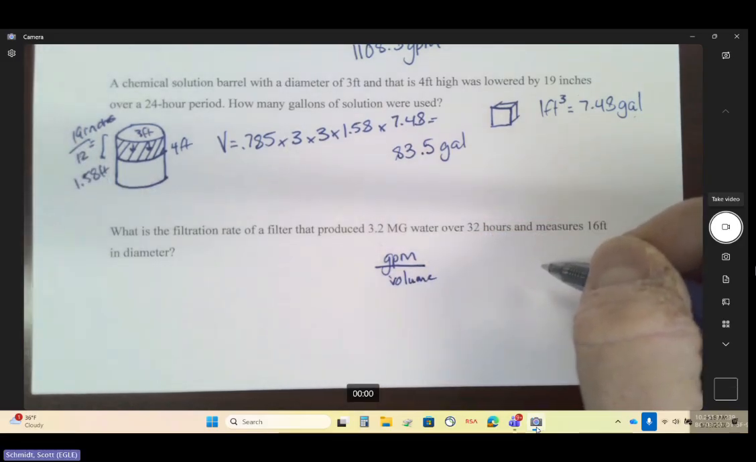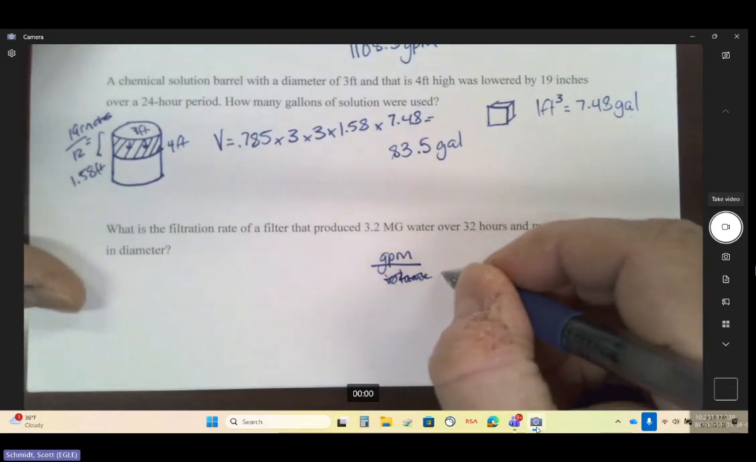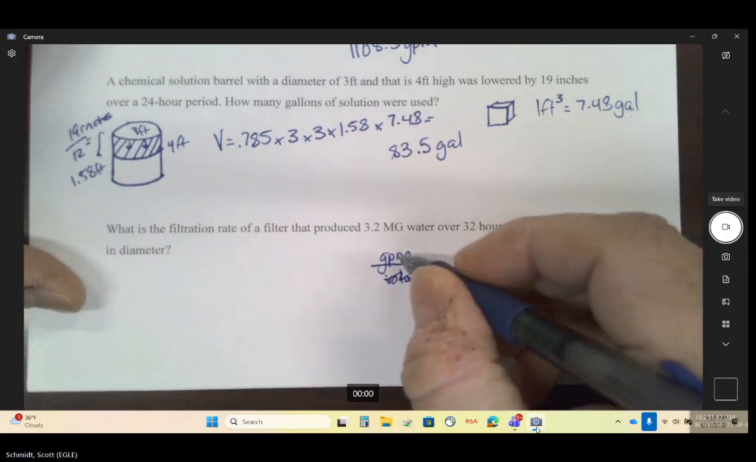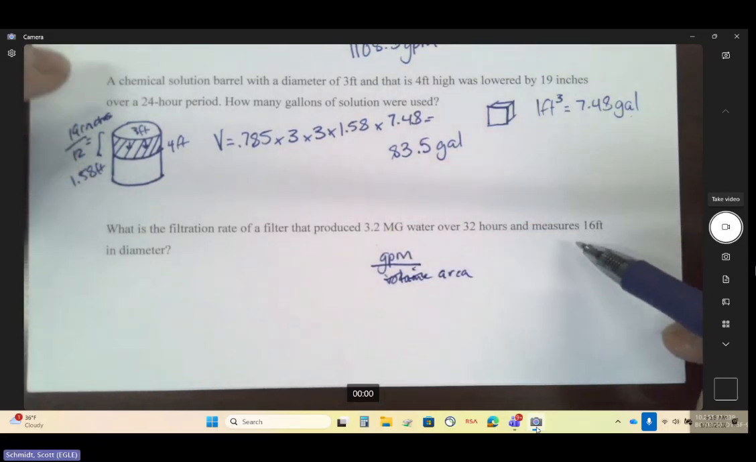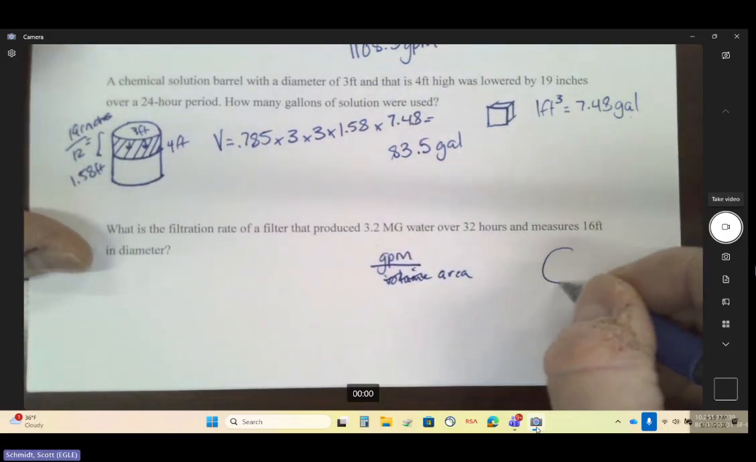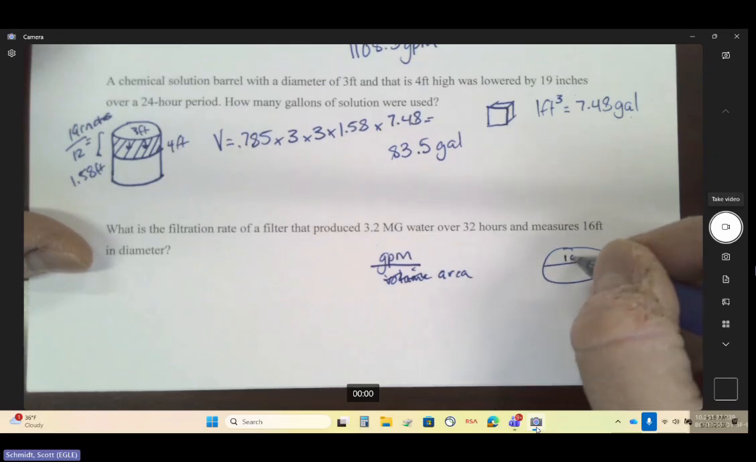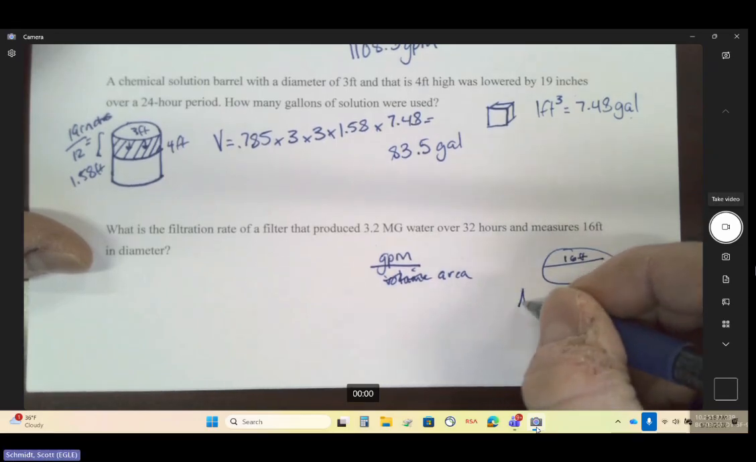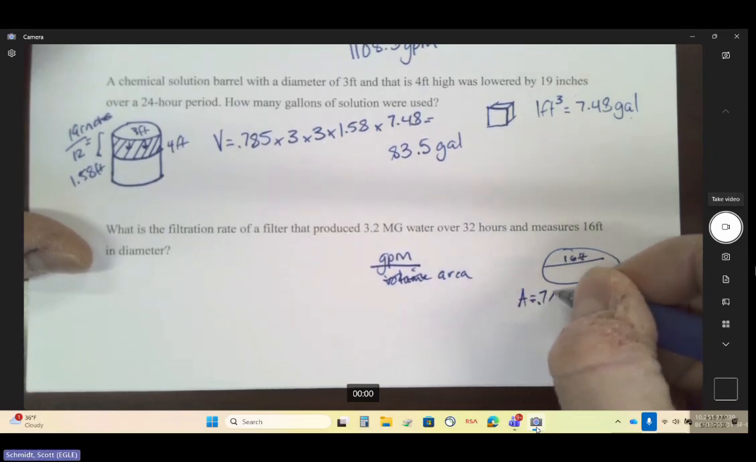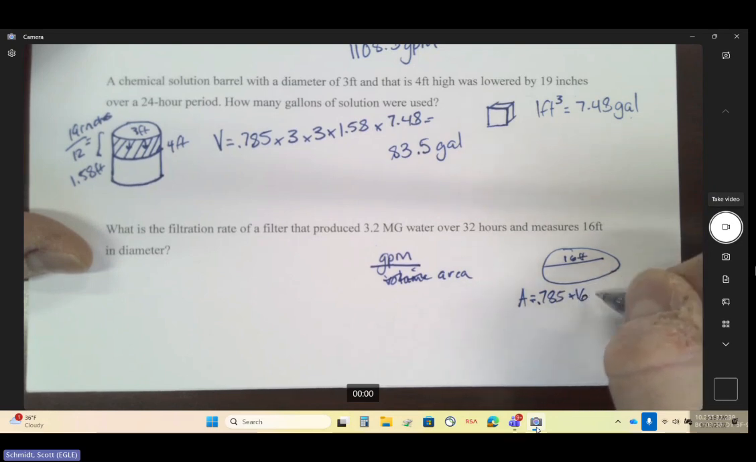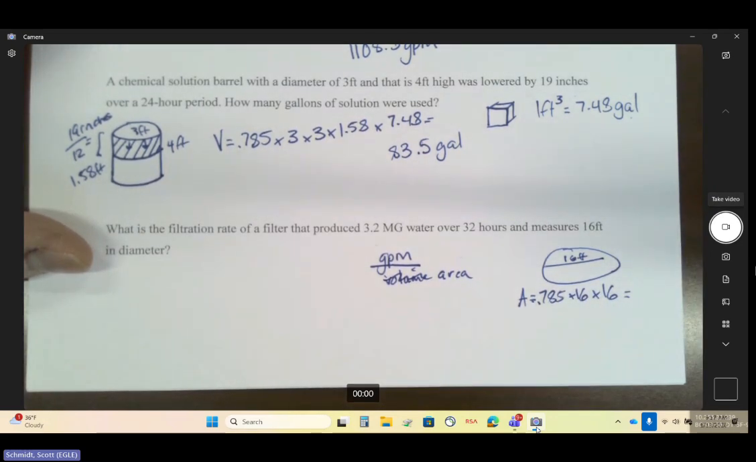All right. So, or I lied, not volume, area, sorry. Gallons per minute divided by the area. Well, we know that this is a circle because it's 16 feet. So the area of a circle is 0.785 times 16 times 16, because it's got to be in square feet. So this will give us one part of our equation. This is the easy part first.